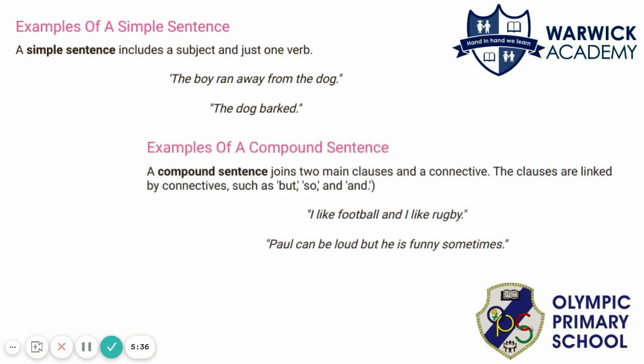And then you've got a compound sentence. That's two main clauses with a connective. The clauses are linked using connectives such as but, so, and. So a simple sentence would be I like football or I like rugby. To put those two together, we would use the connective and. So I like football and I like rugby. Or Paul can be loud, but he is funny sometimes.